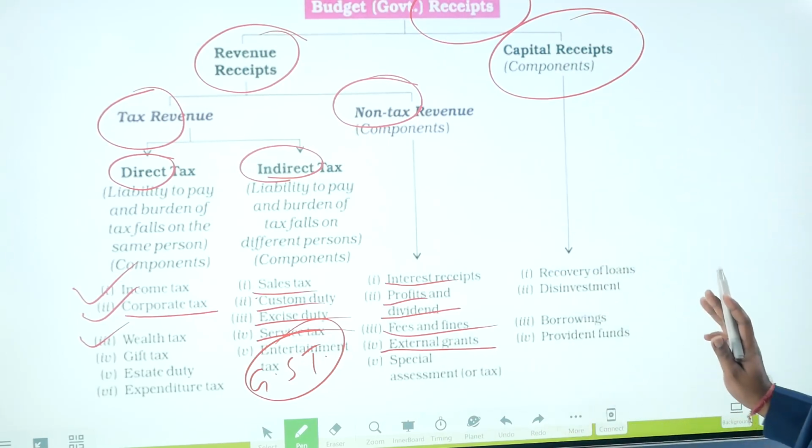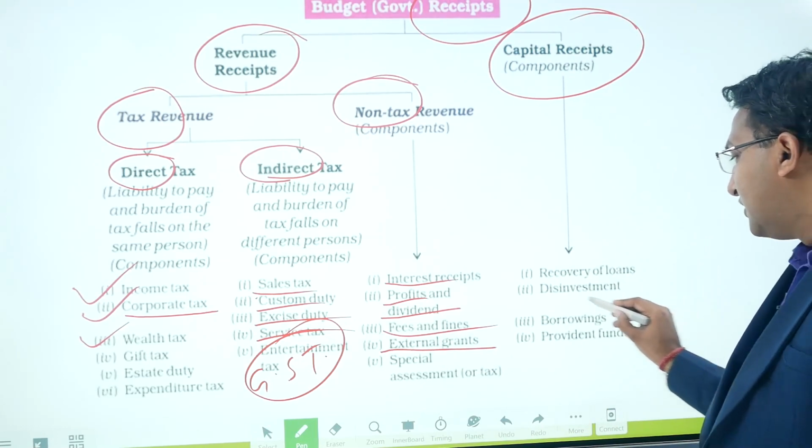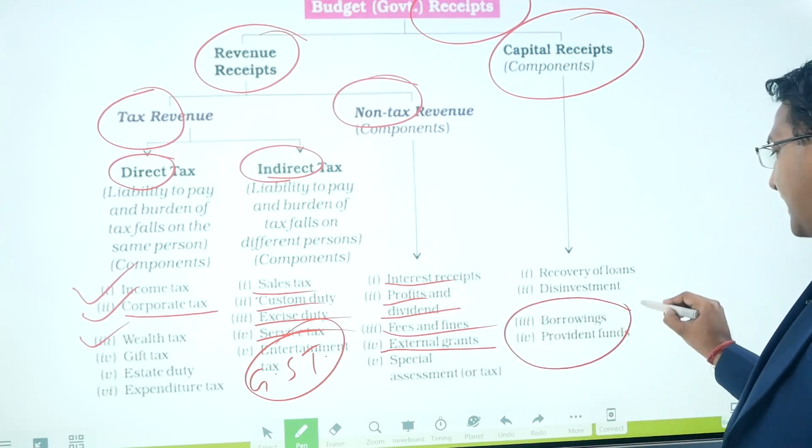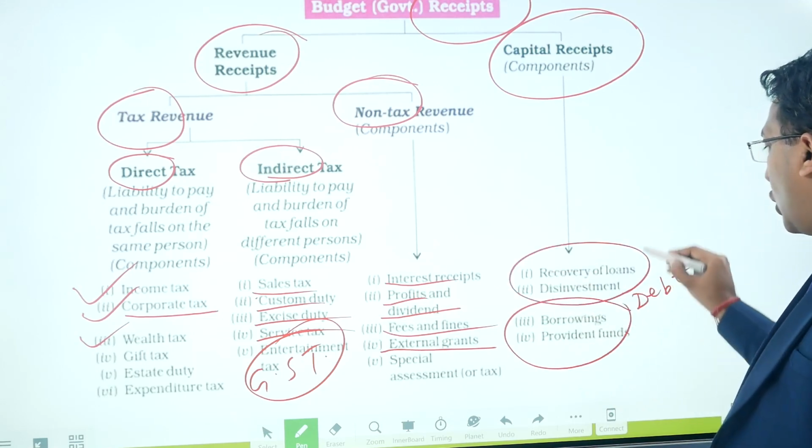Then capital receipt. Capital receipt can be majorly classified into two categories. One is the debt receipt and another is the non-debt receipt.